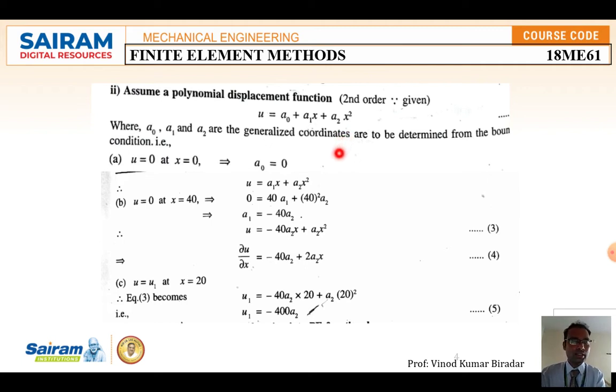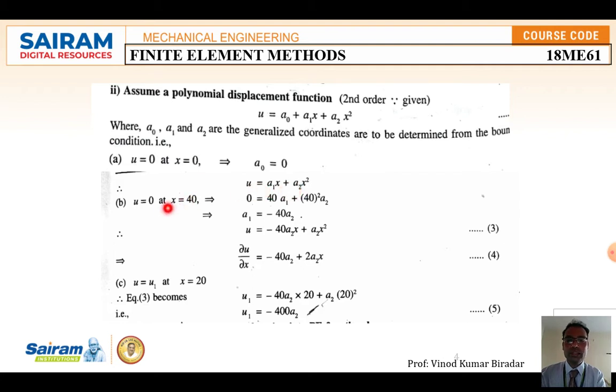You have to generalize the boundary condition, that is, you have to calculate these a0, a1 and a2 values and substitute them in these equations. How do we calculate a0, a1 and a2? By applying boundary conditions. At point number 1, in the given question, u is equal to 0 at x is equal to 0. Substitute these in this equation and you are going to get a0 is equal to 0. That is, u is equal to a1x plus a2x square.